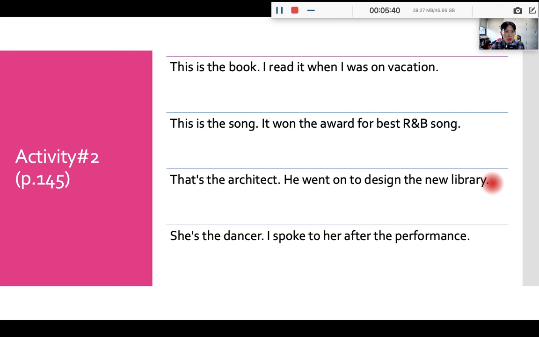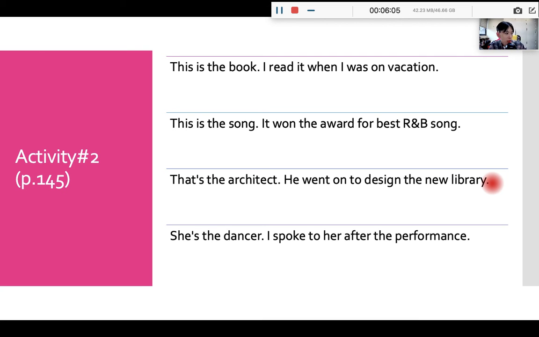Okay, so now please go to page 145 of your book, Activity 2. I asked you to do them, right? So now let's go over the answers. Activity 2 is checking whether or not you know how to combine sentences. So now let's have a look.